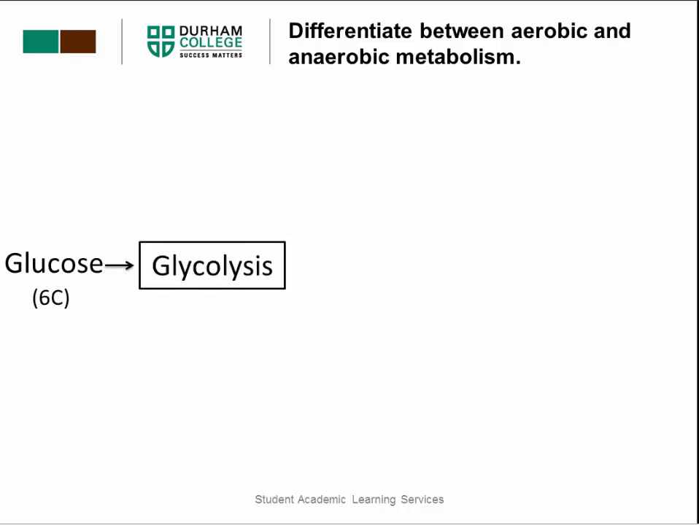Breaking down the term glycolysis, we have glyco, meaning sugar, and lysis, meaning to break down. And so what happens is the glucose, this 6-carbon molecule, will be broken down into pyruvic acid. It's broken down in such a way that we actually end up with 2 pyruvic acids, which are each 3-carbon molecules. So essentially, glycolysis breaks that 6-carbon glucose down into 2 3-carbon pyruvic acids.